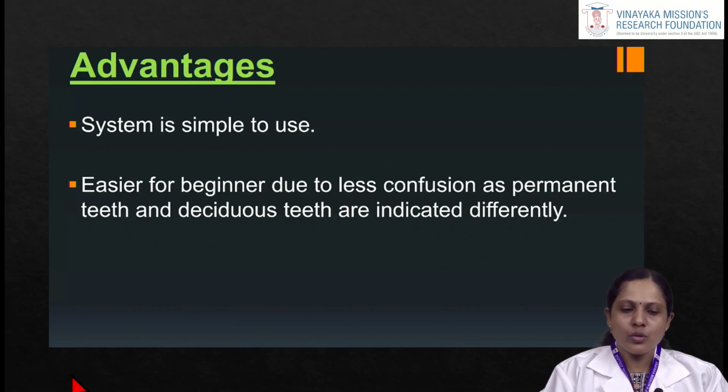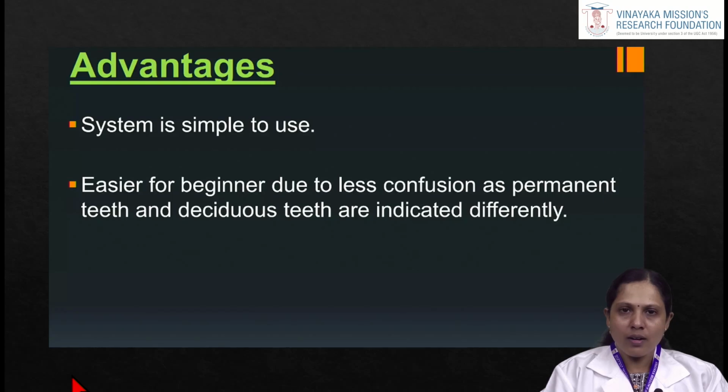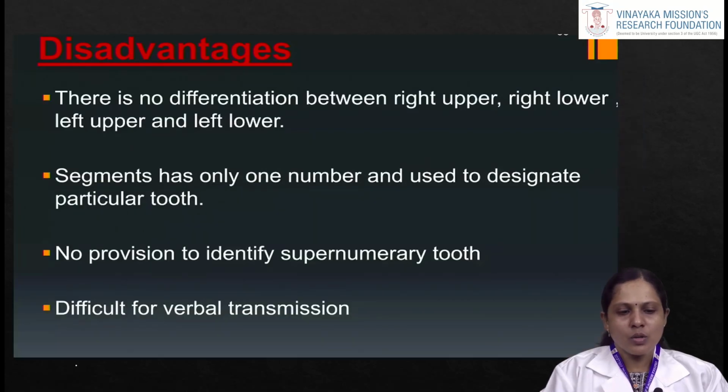and compared to other systems, the system is simple to use and easy for beginners due to less confusion, as permanent teeth and deciduous teeth are indicated differently, and also the same type of teeth is denoted by the same uppercase letters or numbers in all the 4 quadrants. So this is actually an advantage of using Zsigmondy-Palmer notation. Disadvantage is that there is no differentiation between right upper lower or left upper or lower.